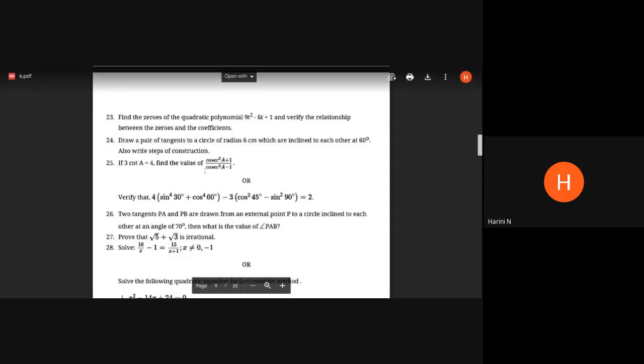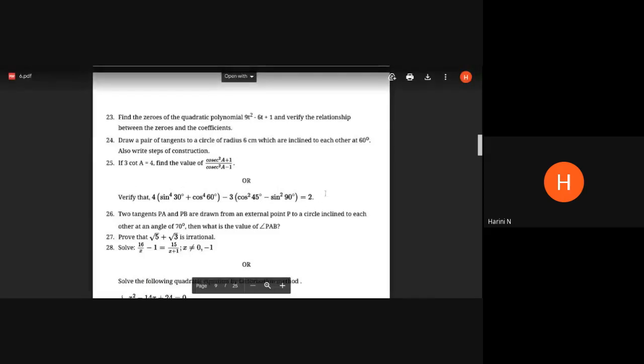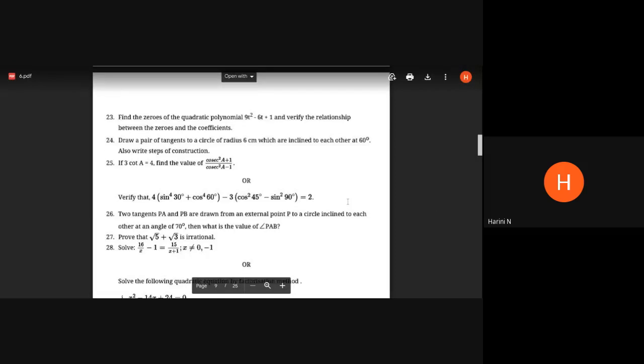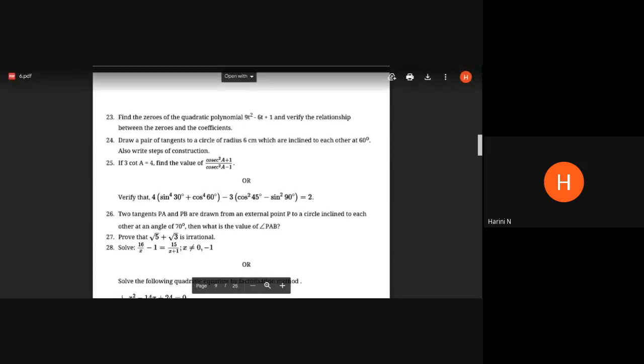Question 25: If 3 times cot A equals 4, find the value of (cosecant square A plus 1) divided by (cosecant square A minus 1). Or you have to verify that the LHS will simplify to become the RHS, which is given as 2. Do it, let me see.